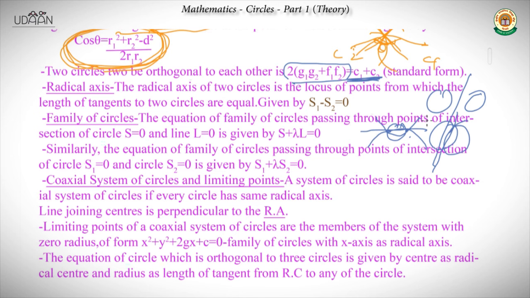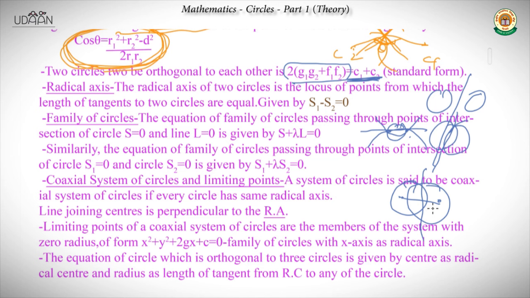Now another important thing is that the line joining the two centers is always perpendicular to the radical axis. Do you know why? If we take two circles with a common chord, we know that the common chord is perpendicular to the line joining the two centers. So from this alone you can understand that the radical axis is perpendicular to the line joining the two centers.